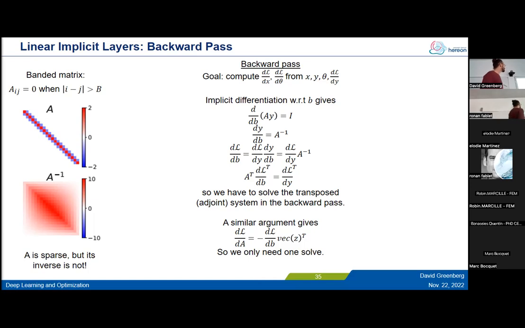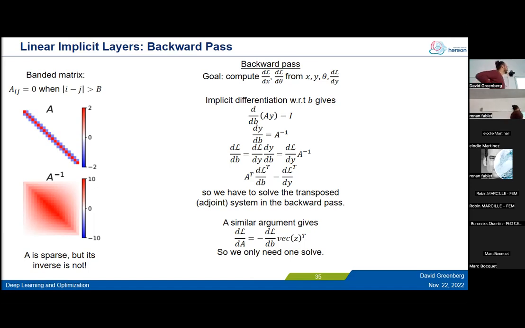So this is nice. This is basically a case of the implicit function theorem. And what it's saying is that we have to do one more iterative solve in the backward pass in order to get the backprop gradient. So you have to basically write a .backward method for one of your PyTorch classes. And of course, A transpose has the same sparsity structure as A. So the same kind of iterative algorithms will work to solve it.